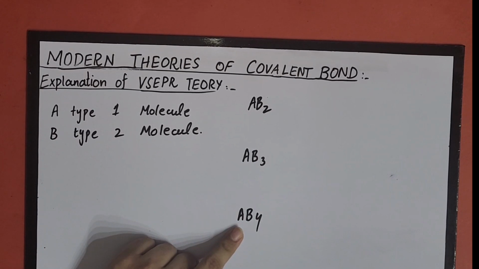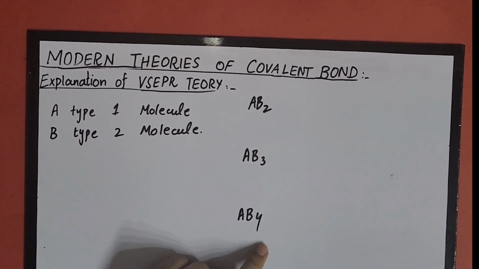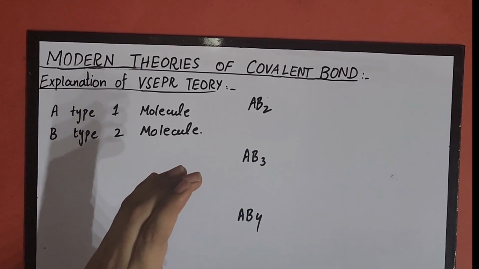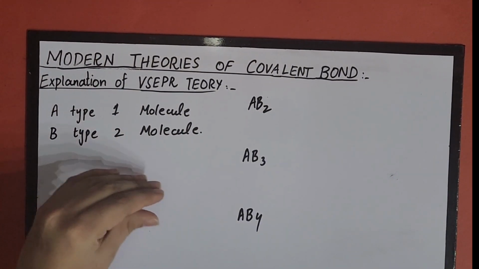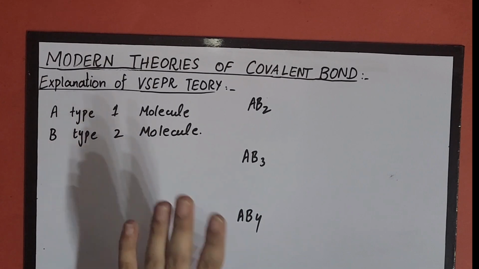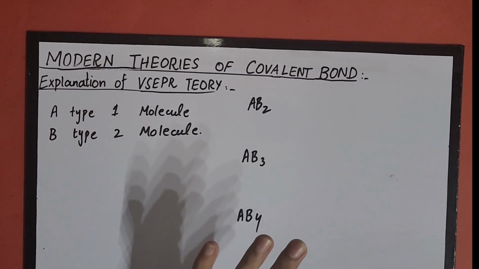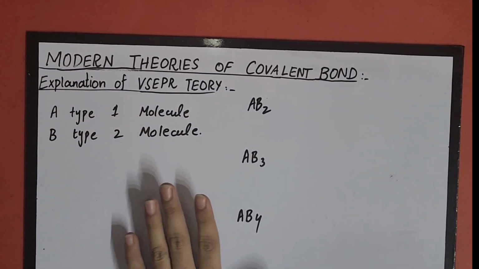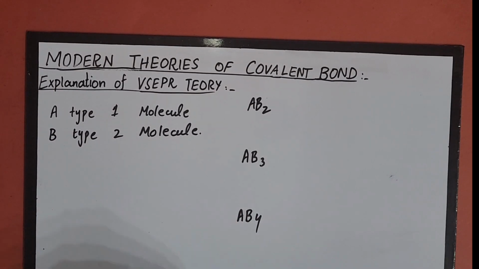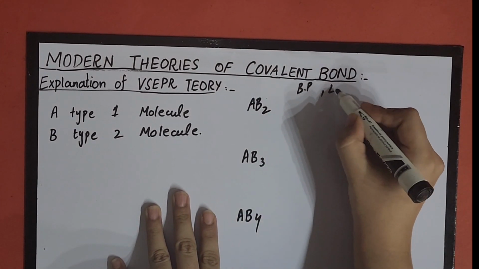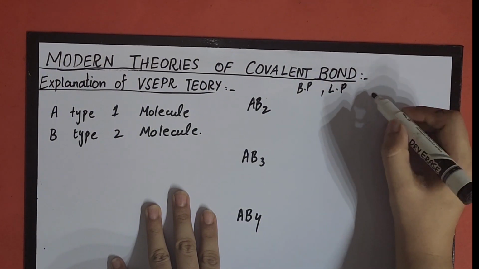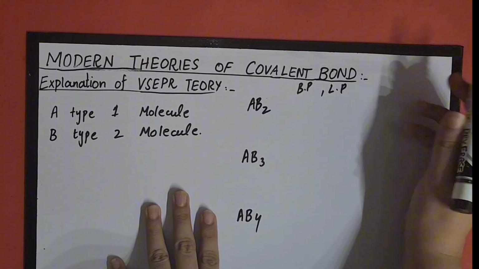and one A molecule attached with 4 B molecules, but the geometry could be different just because of the amount of lone pairs and bond pairs. Alright, so let's discuss bond pairs, lone pairs, and the arrangement of electron pairs. First we will discuss bond pairs, then lone pairs, then arrangement.